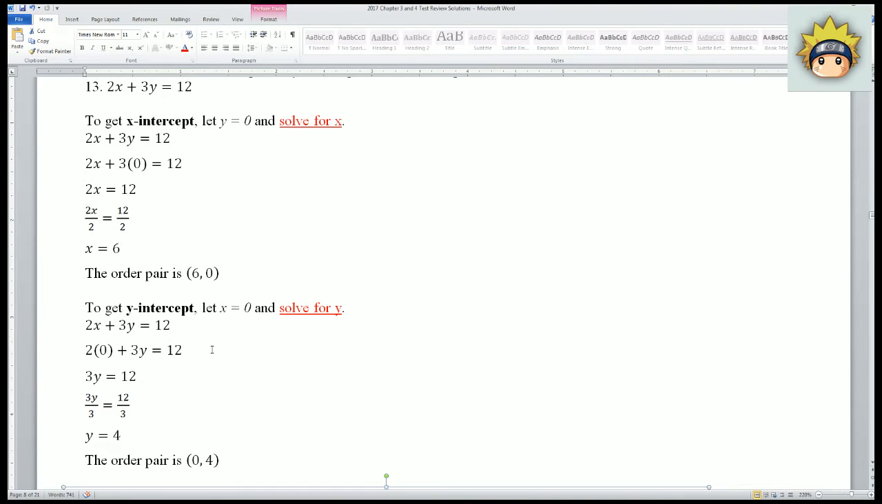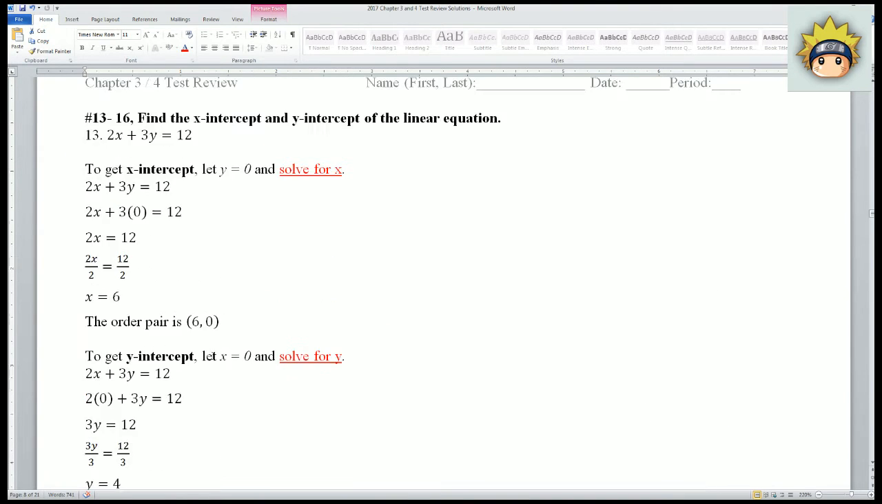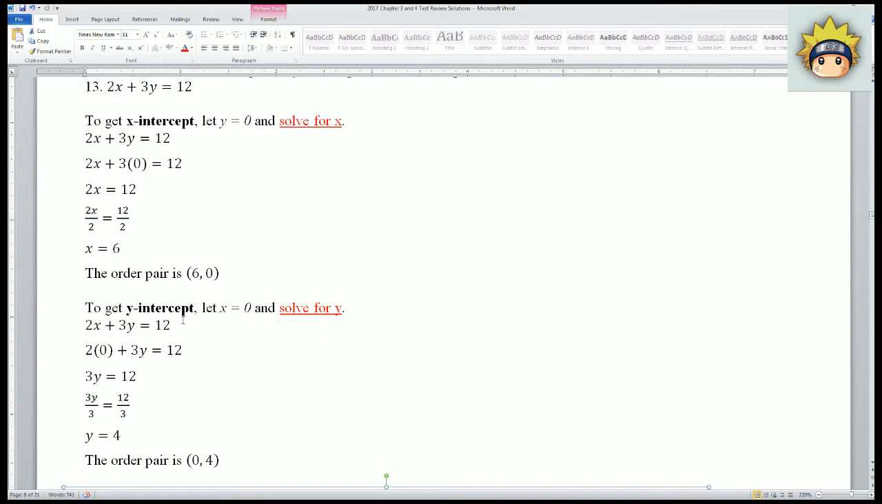Next, to get the y-intercept, let x equals 0 and solve for y. Okay, here's the original equation like always, and I'm going to make that substitution. X is equal to 0. Now I'm going to solve for y. What is left over on my left-hand side is a 3y. What's left over on my right-hand side is 12. So 3y equals 12.